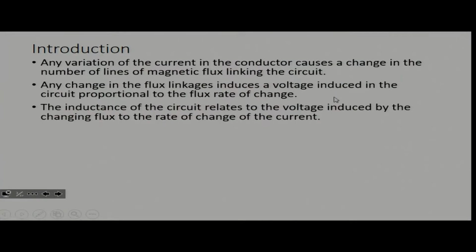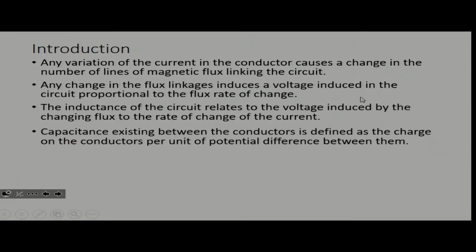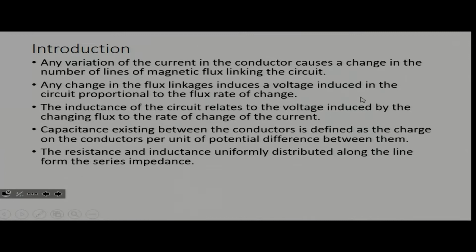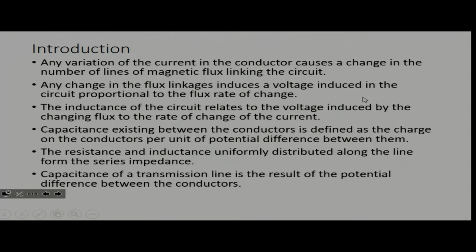The inductance of a circuit relates the voltage induced by the changing flux to the rate of change of the current. Capacitance exists between the conductors and is defined as the charge on the conductor per unit of potential difference between them. The resistance and inductance, uniformly distributed along the line, form the series impedance. Capacitance of a transmission line is the result of the potential difference between the conductors.